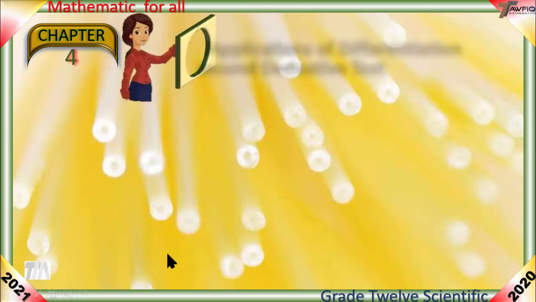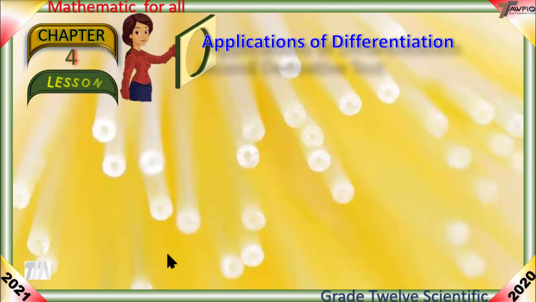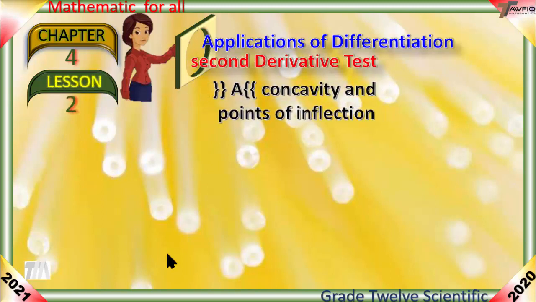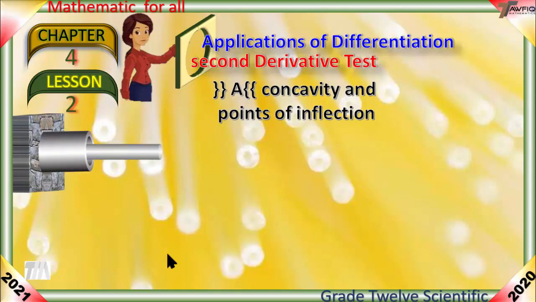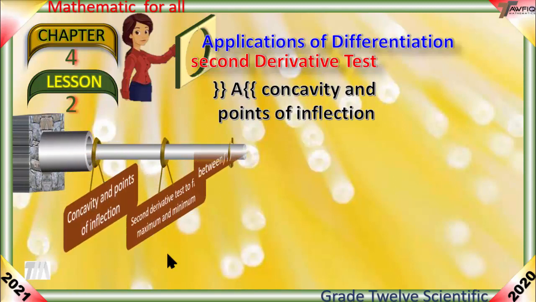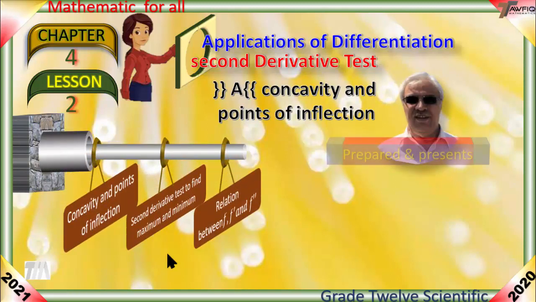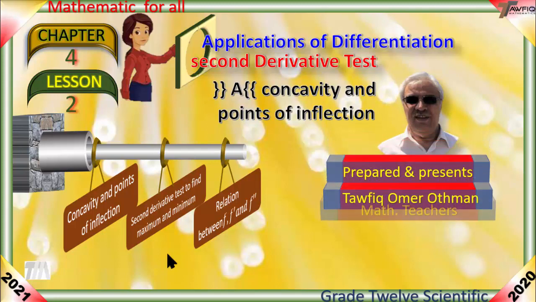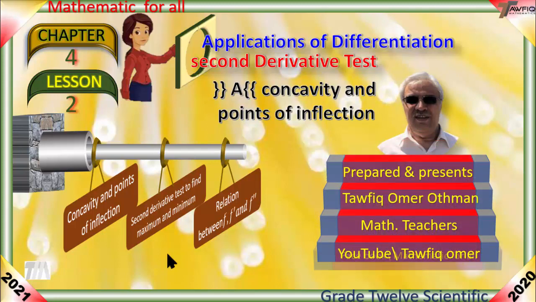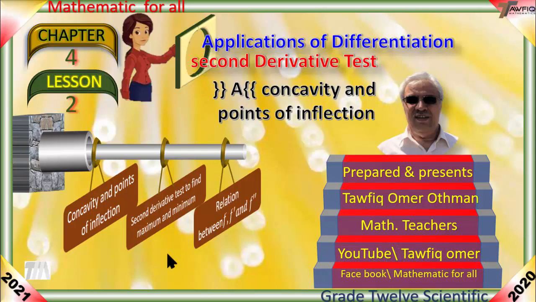Hi there. For our lesson today, we are talking about Chapter 4, Application of Differentiation, Lesson 2, Second Derivative Test, Part A, Concavity and Point of Inflection. In our lesson for today, I'll try to explain what is the point of inflection and how we know that the function on the interval is concave.